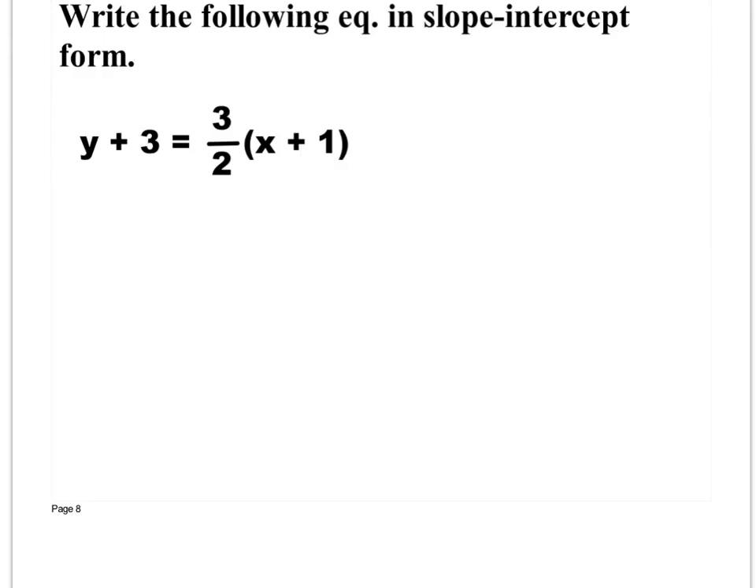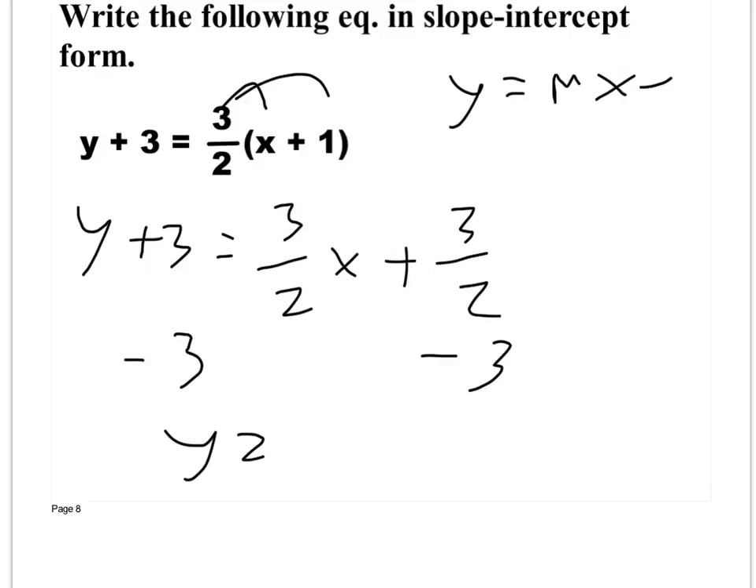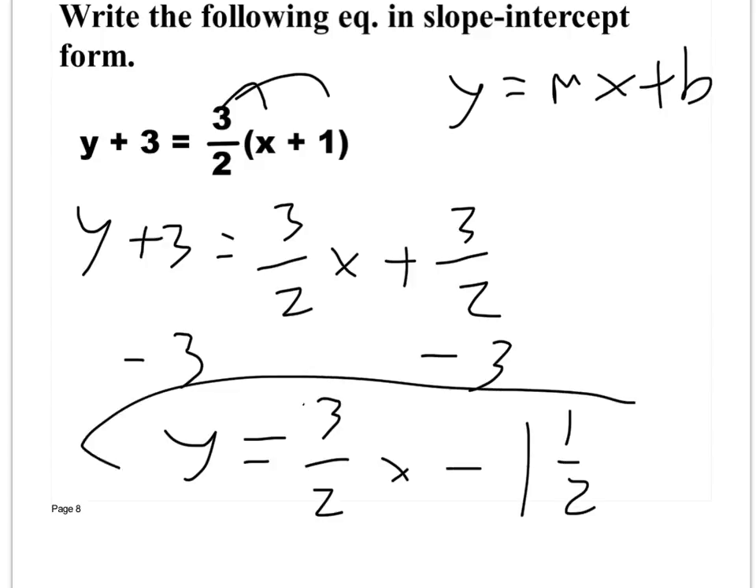On this, we're writing in slope-intercept form, so all I got to do is distribute that out. I'm fine with the fraction in slope-intercept form. I subtract 3 to both sides to get y by itself because slope-intercept form is y equals mx plus b. So y equals 3/2 x. 1 1/2 minus 3 is negative 1 1/2. And there's my answer.